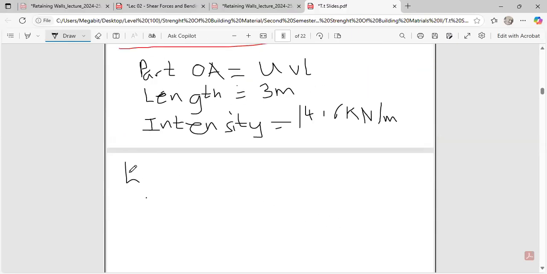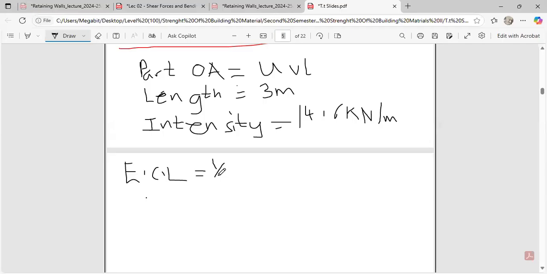So from there, where do we come to? We come to our ECL. Please, can someone tell me the full meaning of ECL? Equivalent concentrated load. Thank you very much. Because it's a triangle, you are going to just multiply half base times height. So half times what? The base is 3. So half times 3 times intensity, times 14.6.